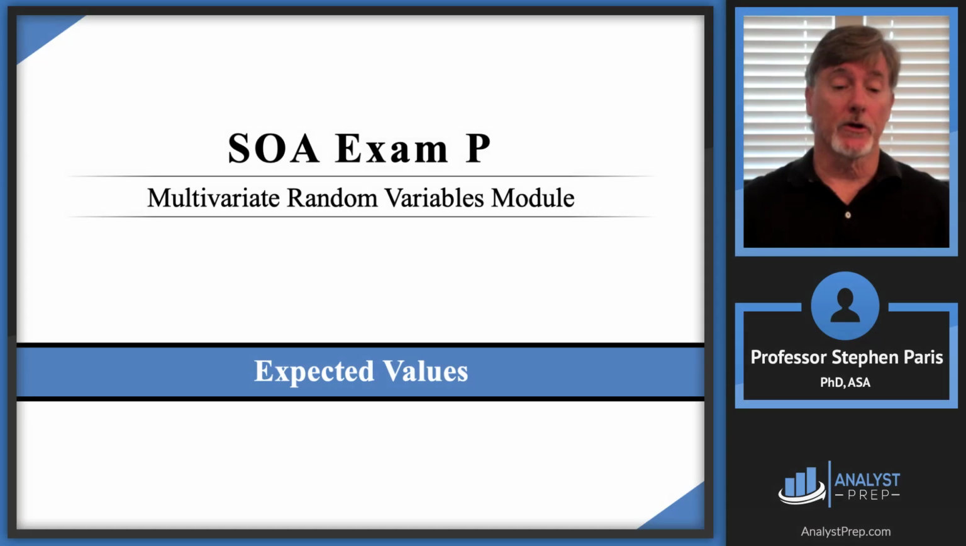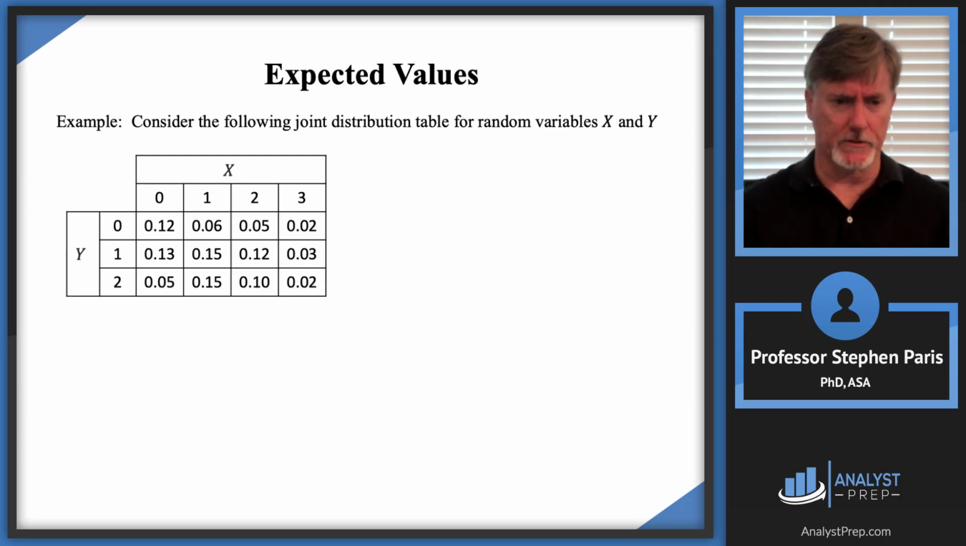Hi, in this video we're going to look at some expected values in a multivariate case. So let's get right to the examples. Got a lot to do here. Let's get to the example. Suppose that we have this joint distribution given to me in this table form.